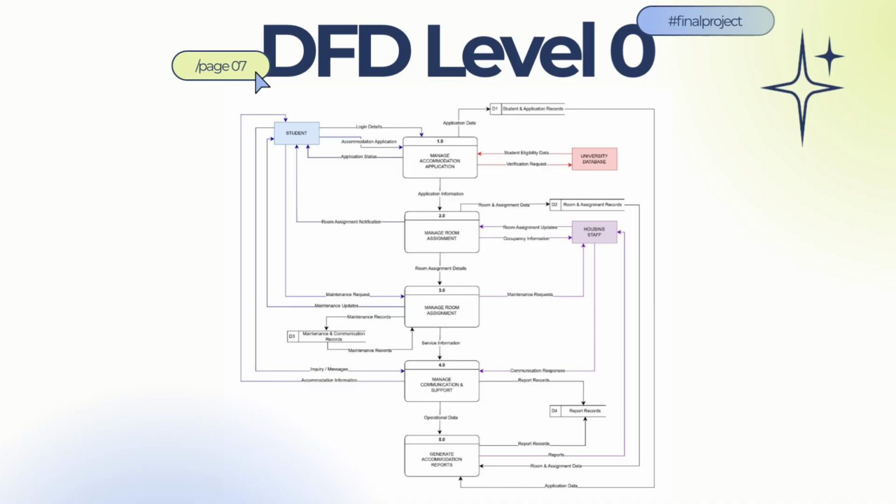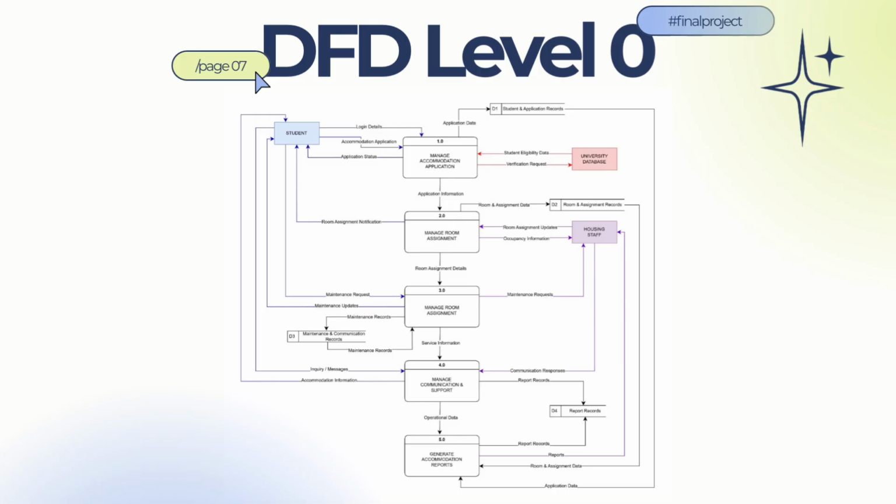Next, I will explain the level 0 data flow diagram, which breaks down the UniAccom system into 5 major processes. The first process is manage accommodation application. Students submit accommodation application and login details. The system verifies student eligibility through the university database and stores application data in the student and application records data store. The second process is manage room assignment.